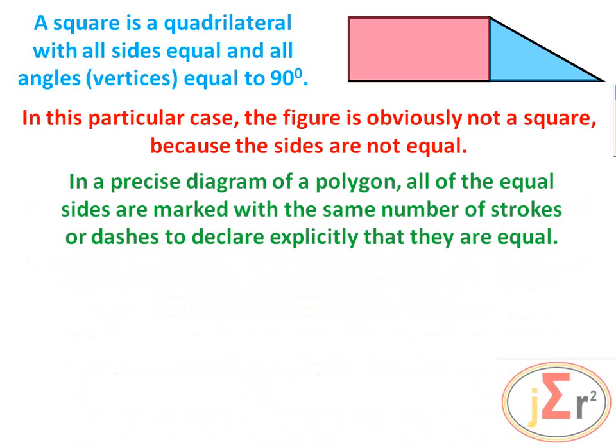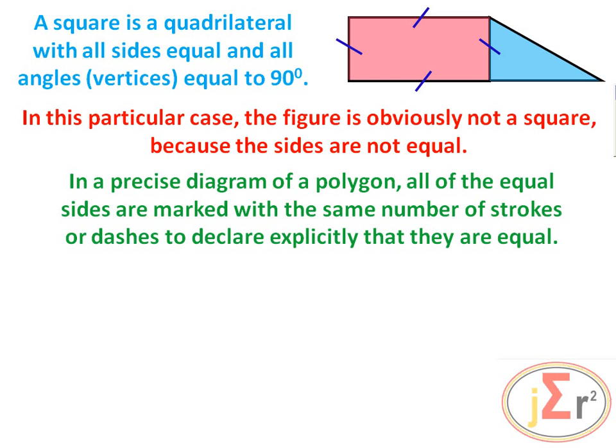In a precise diagram of a polygon, all of the equal sides are marked with the same number of strokes. I hope that Jerry is paying attention. Or dashes, to declare explicitly that they are equal. So, in a precise diagram of a polygon, all equal sides are marked with the same number of dashes or strokes. And that will tell us that all of the sides are equal.